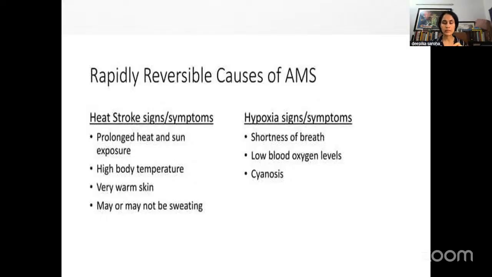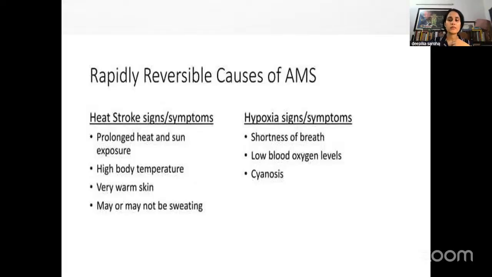Though those bleeds were a new finding on his MRI, no other cause was found. So always think about heat stroke, and where the patient is working. They may have warm skin, but may or may not present with sweating.